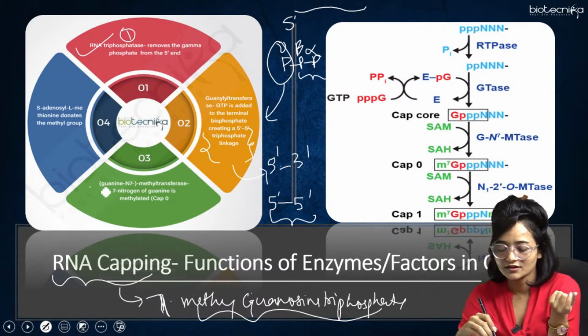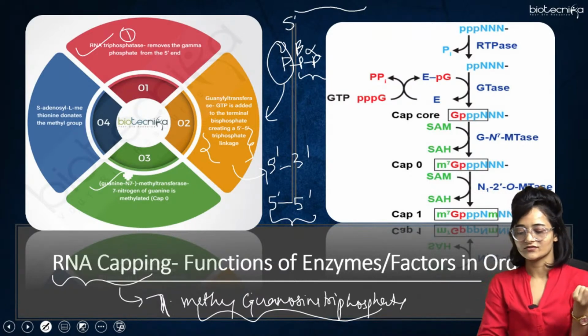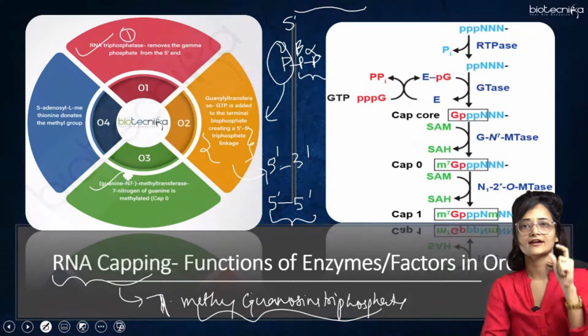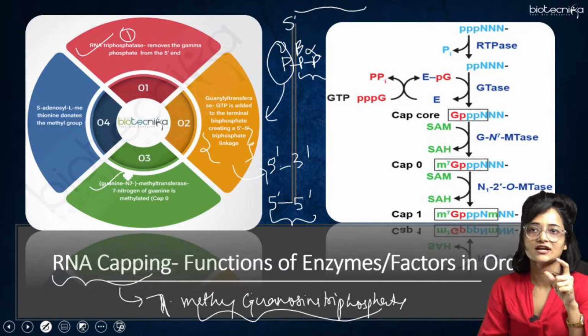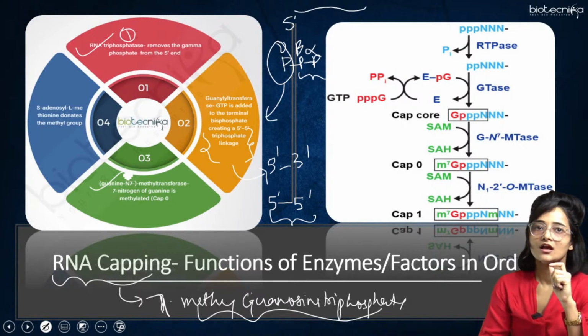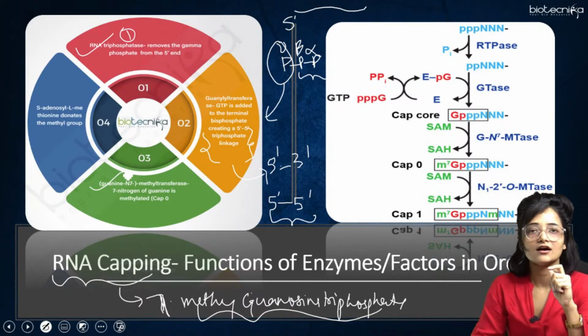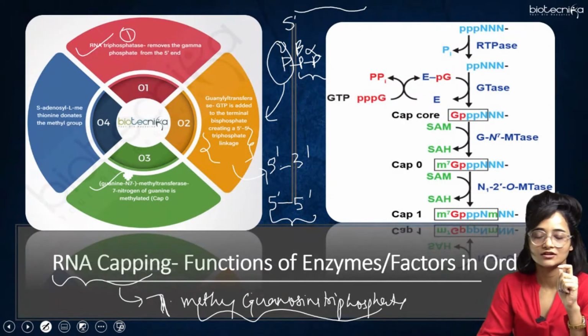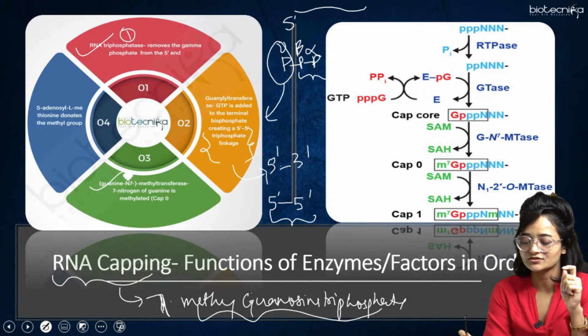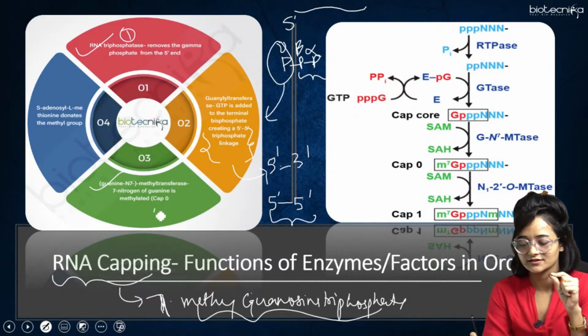After that, the other enzyme is the methyl transferase. At the 7th nitrogen of the guanosine, which is attached to the 5' terminal, a methyl group is being attached. With the help of the methyl transferase, the 7th nitrogen of the guanosine is being methylated, right?